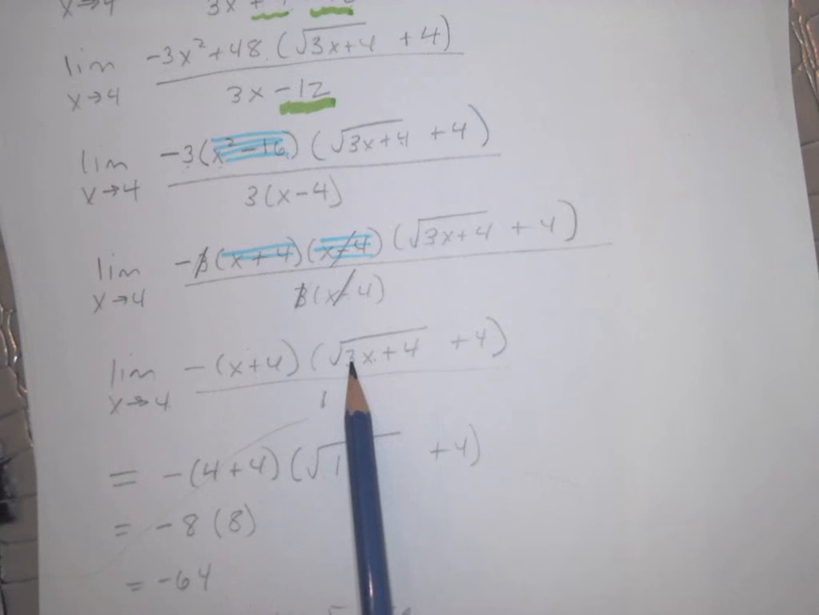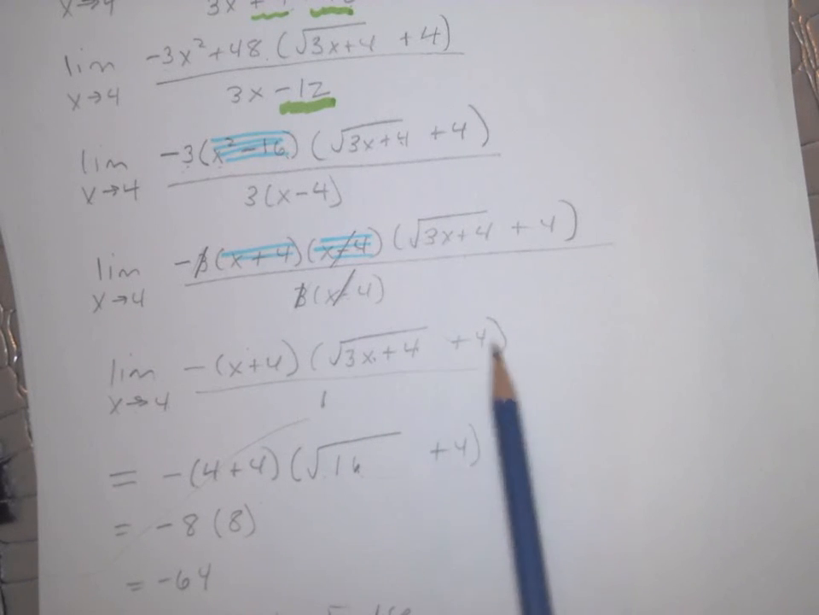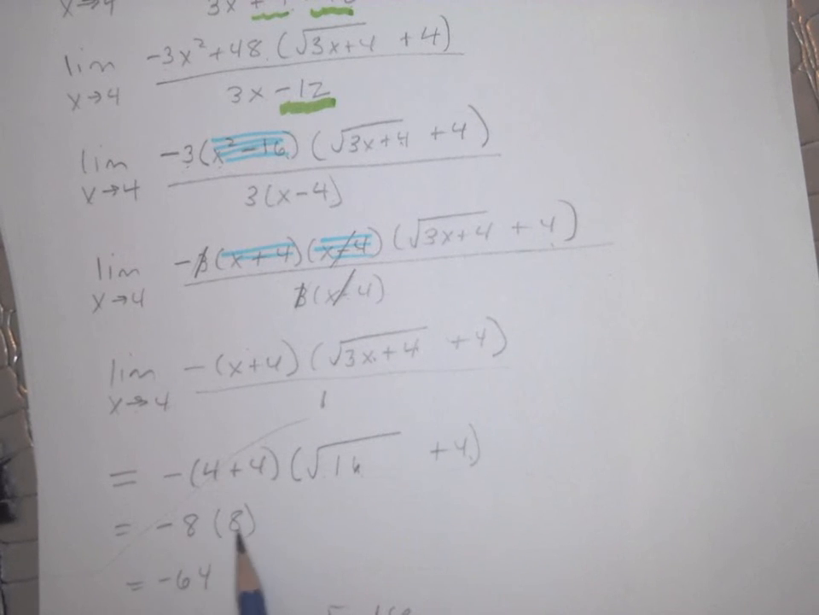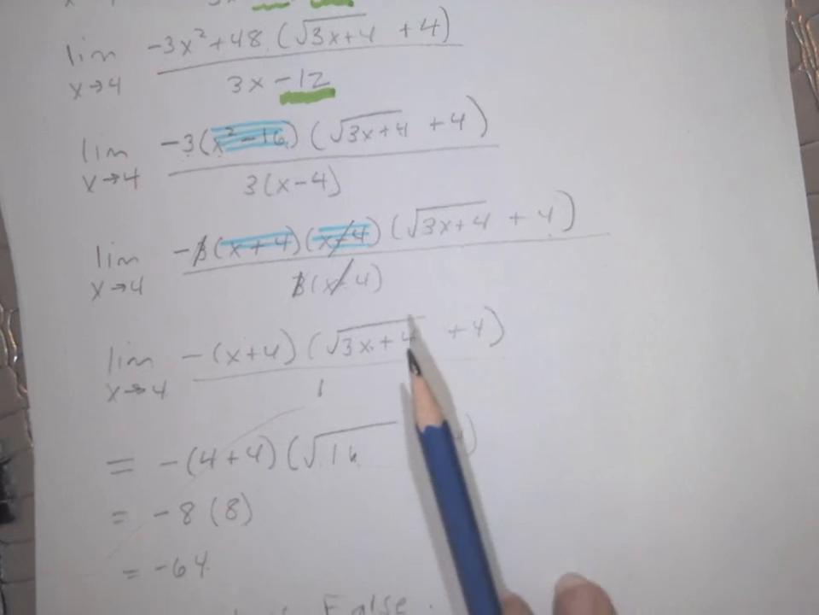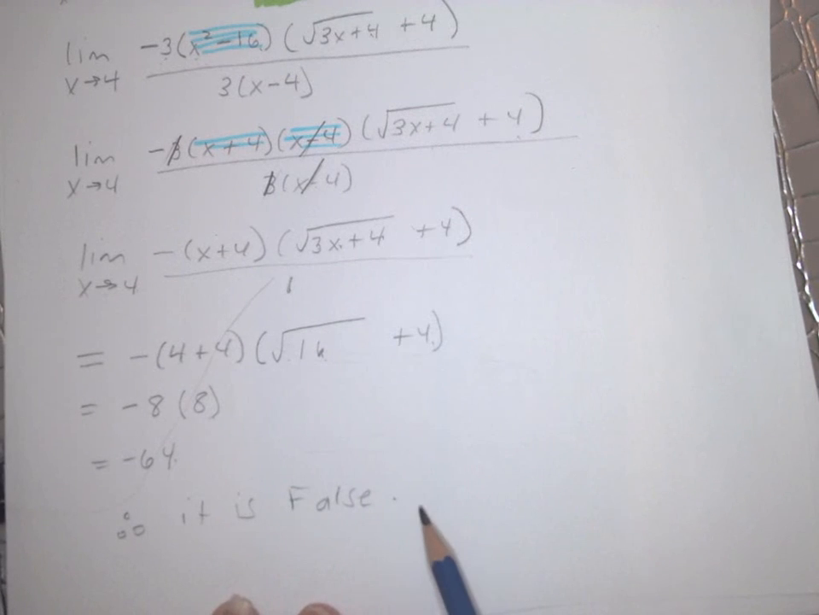And then I got 3 times 4 plus 4 is 16 plus 4. That was already there. And then that gave me negative 8 times 8, which is negative 64, which means that the answer to this question is false.